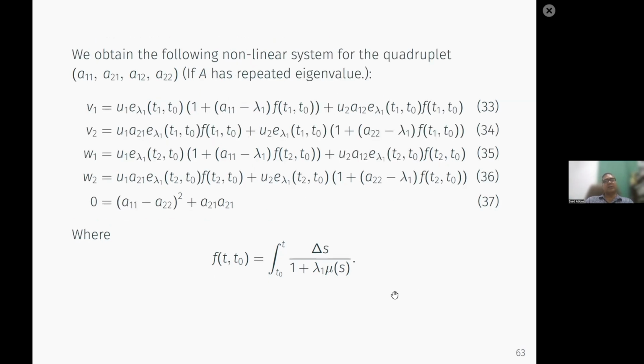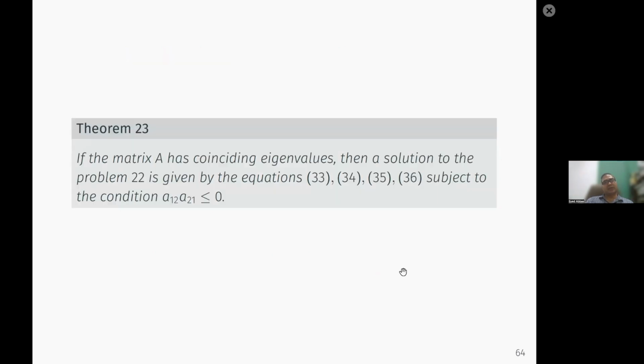And we can write down the corresponding equations, and these are the equations which we can solve in order to solve our problem. So these are the set of nonlinear system of equations, and the function f(t, t0) is given by this integral, and this is the case when A has repeated eigenvalues.